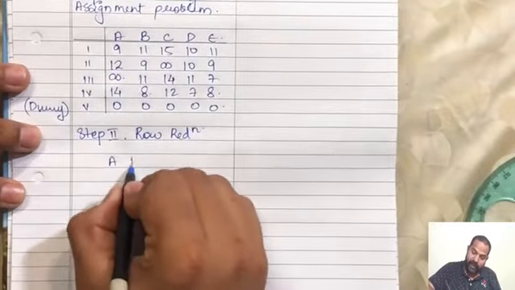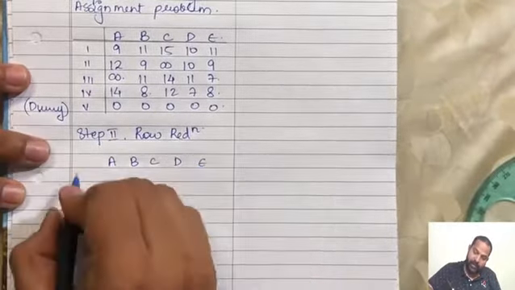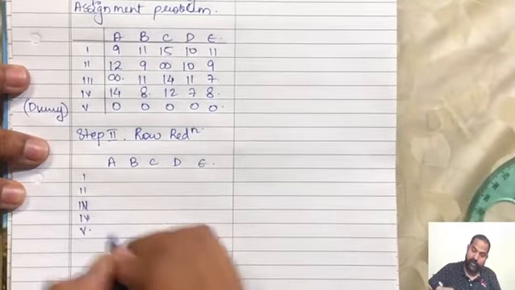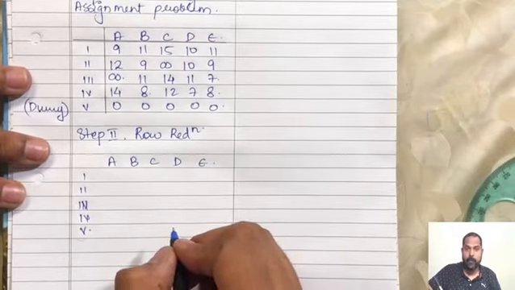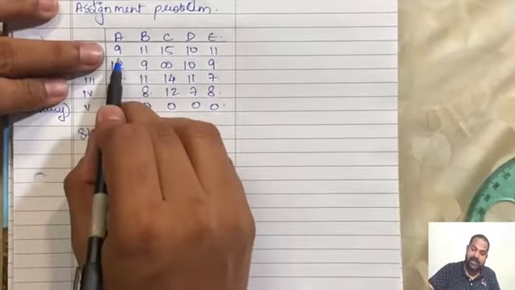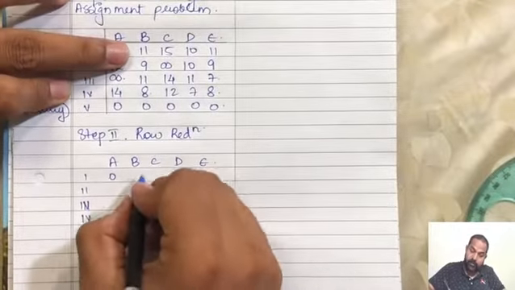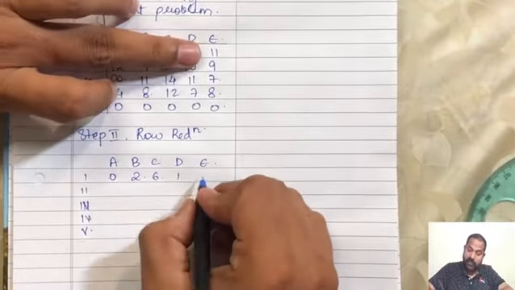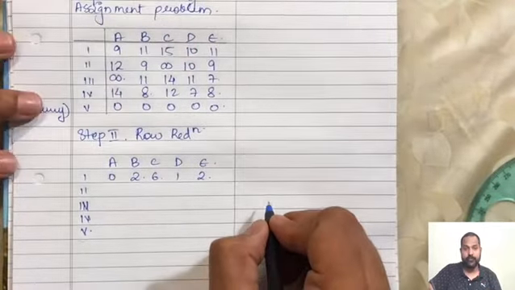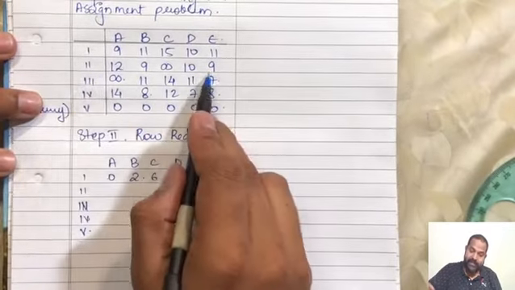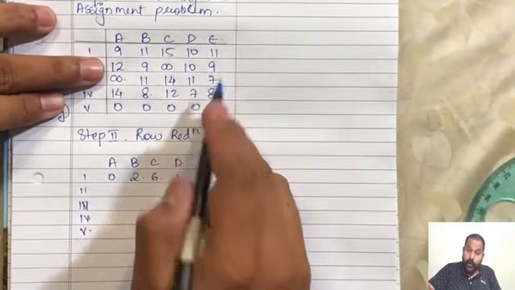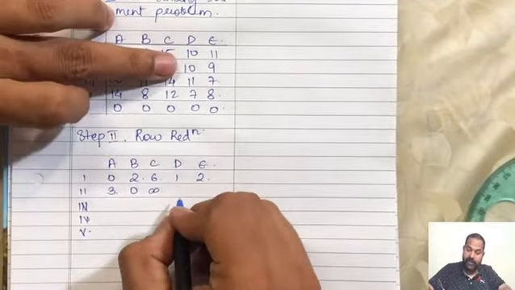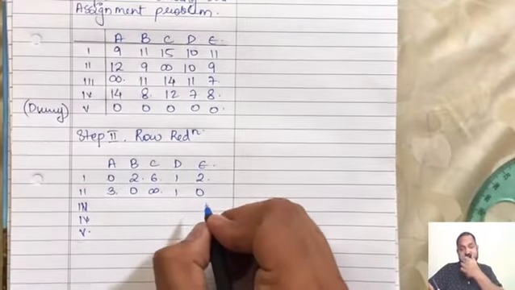So I am going to say A, B, C, D, E, 1, 2, 3, 4, 5. Row wise, the least here is 9. 9 minus 9 is 0. 11 minus 9 is 2. 15 minus 9 is 6. 10 minus 9 is 1. 11 minus 9 is 2. The least here is 9. 12 minus 9 is 3. 9 minus 9 is 0. Infinity minus 9 is infinity. 10 minus 9 is 1. 9 minus 9 is 0.